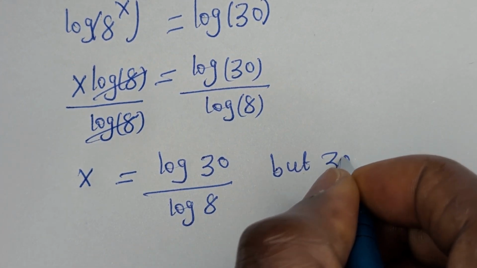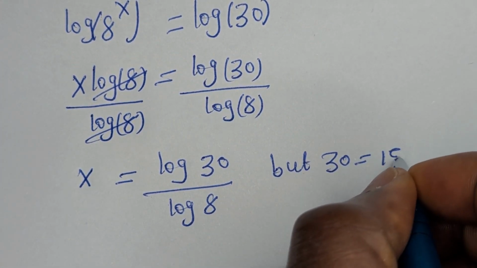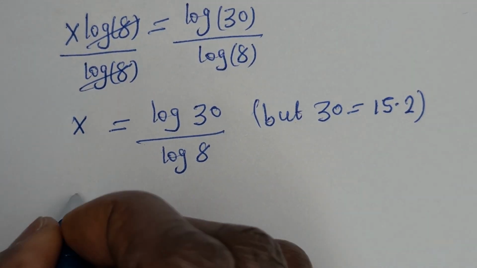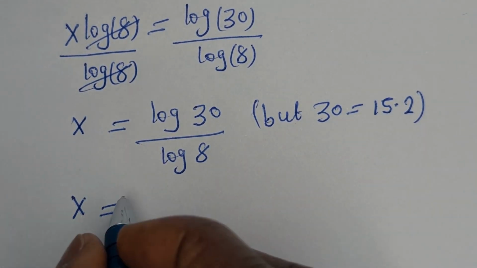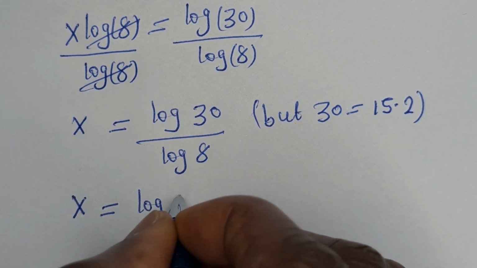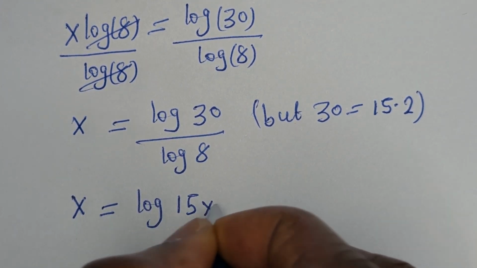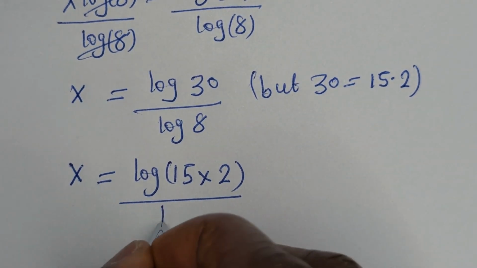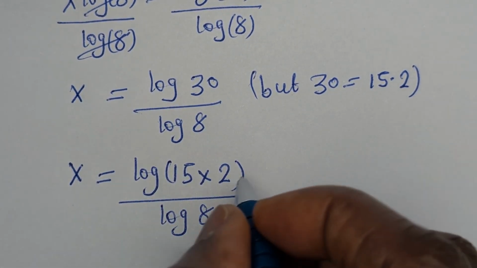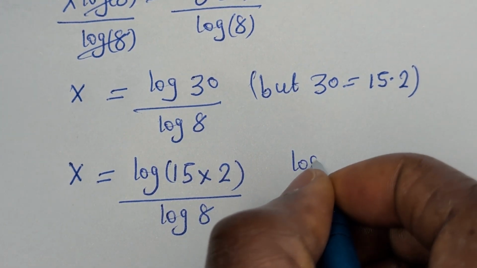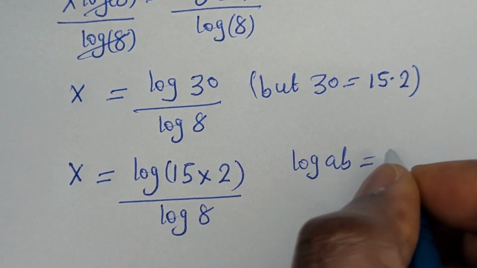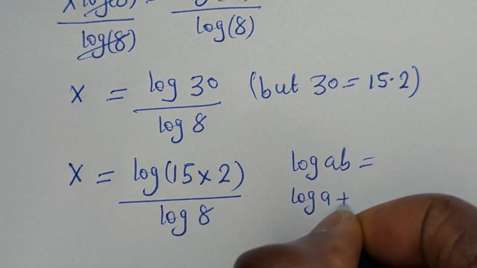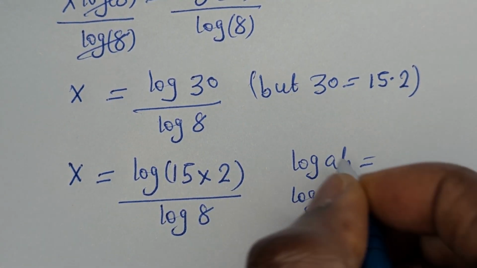But 30 is equal to 15 multiplied by 2. S is equal to log 15 multiplied by 2 divided by log 8. If you have log AB, this is equal to log A plus log B.